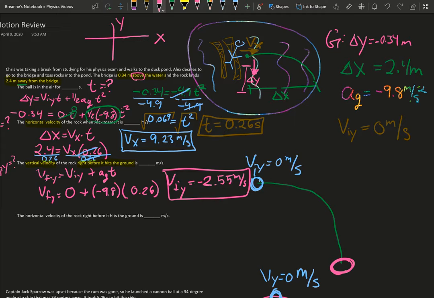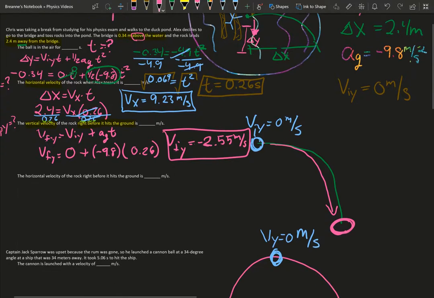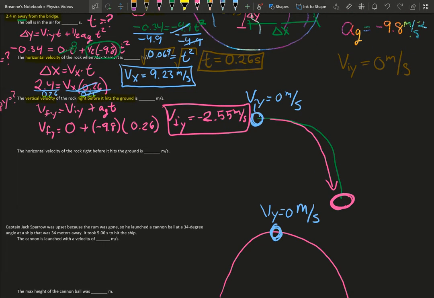Does it make sense that you came out with a negative number? Hopefully you said yes, because as the rock is going down, remember negatives in physics just tell you the direction. So your final velocity would be negative because right before it hits the ground, it's going down. So now it's asking for our horizontal velocity of the rock right before it hits the ground.